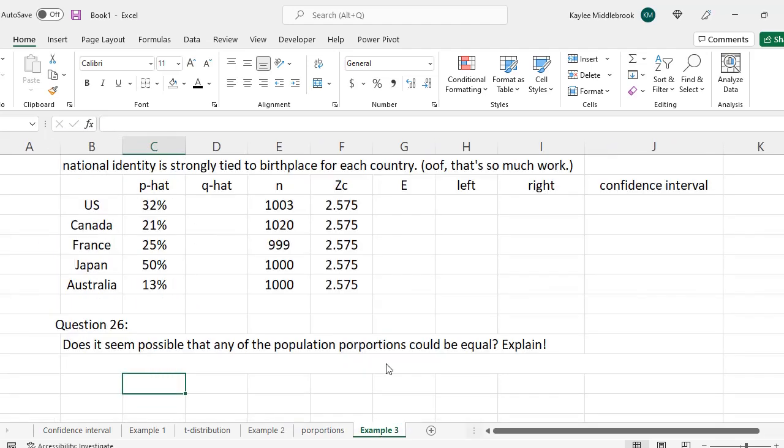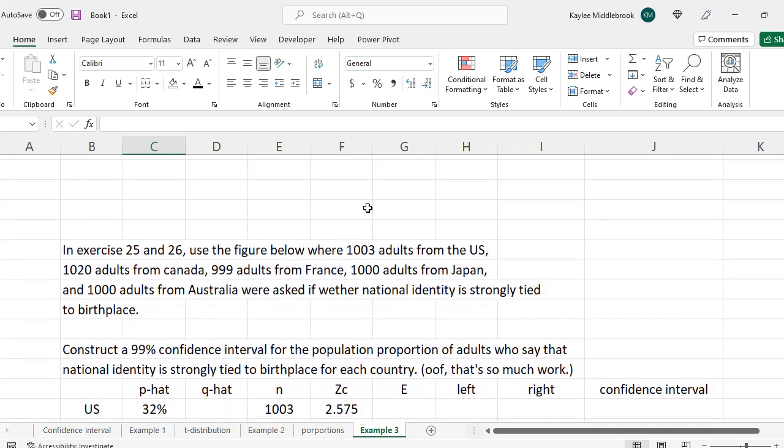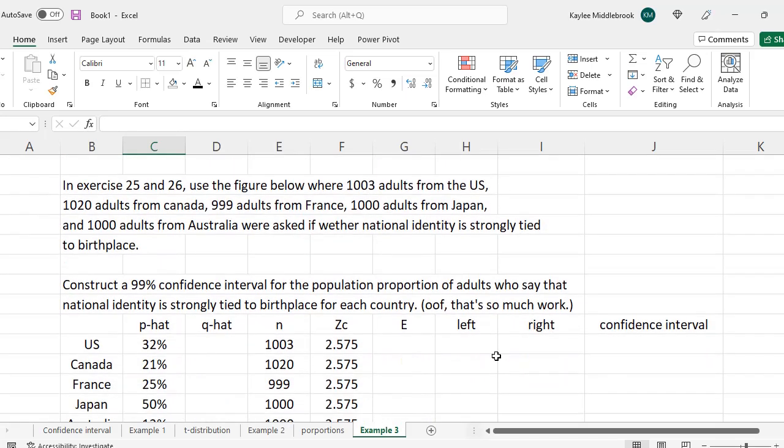Pretty simple. For our last example we're going to do today, we're going to look at exercises 25 and 26 in section 6.3. So in these exercises, we're going to use the figure below where 1,003 adults from the US, 1,020 adults from Canada, 999 adults from France, 1,000 adults from Japan, and 1,000 adults from Australia were asked whether national identity is strongly tied to birthplace.